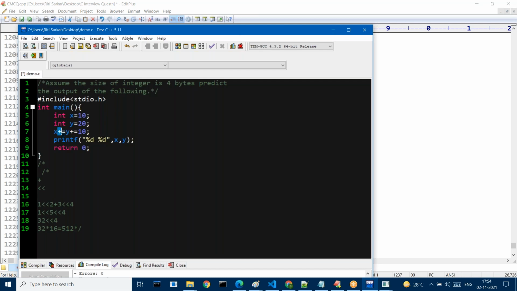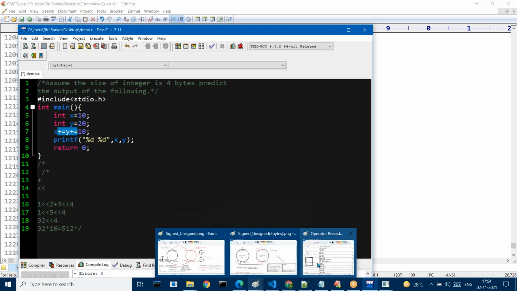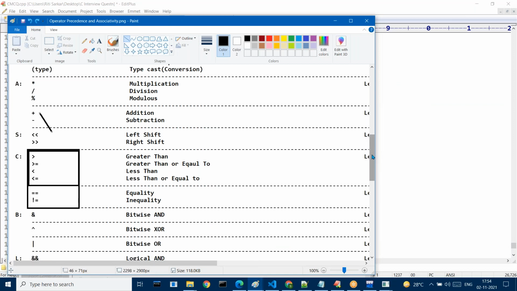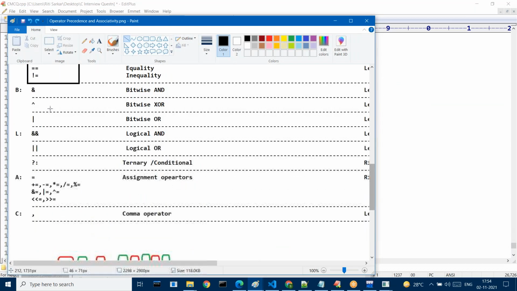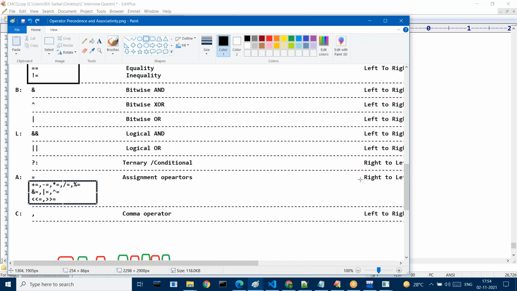Simple. How many plus equal to are there? 2. What is plus equal to? Yes, correct. Plus equal to is a shorthand assignment operator. Here is where plus equal to is present. They are known as shorthand assignment operators. If more than one is present, go for associativity. Right to left.